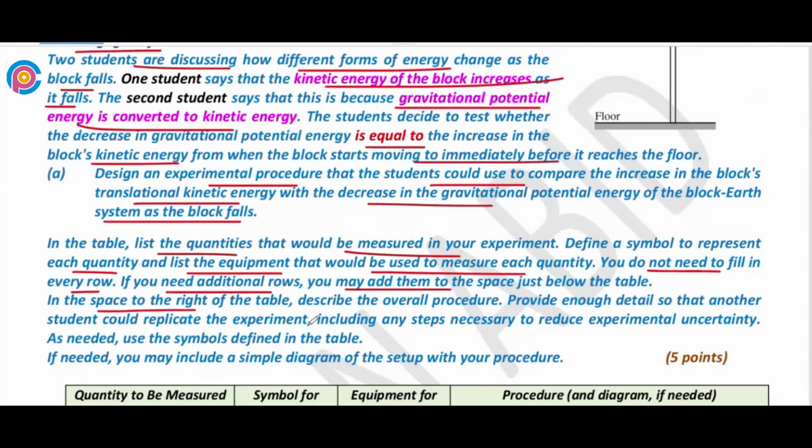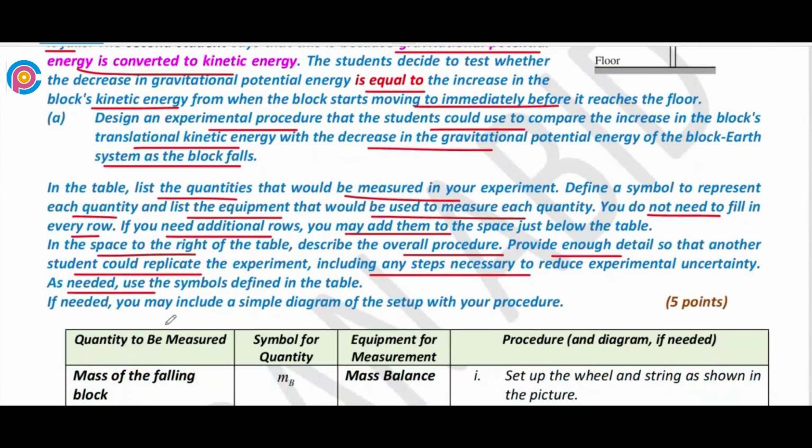In the space to the right of the table, describe the overall procedure, providing enough detail so that another student could replicate the experiment, including any steps necessary to reduce the experimental uncertainty. As needed, use the symbols defined in the table. If you need, you may include a simple diagram of the setup with your experimental procedure.